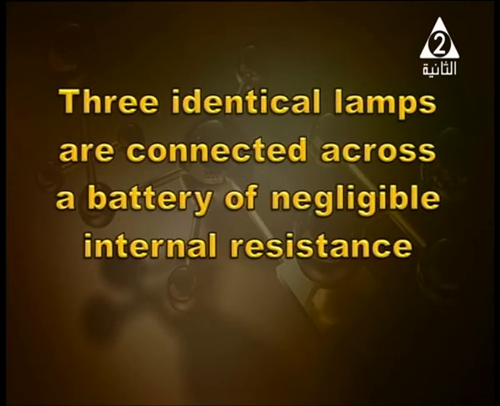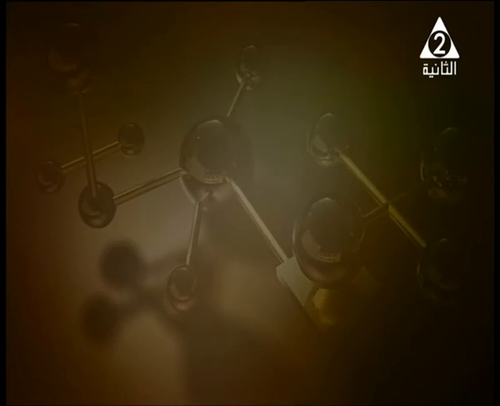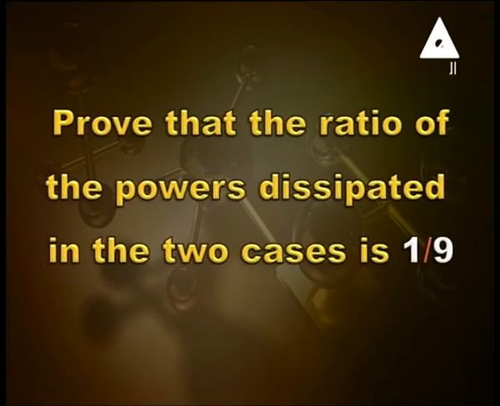We've got another question. 3 identical lamps are connected across a battery of negligible internal resistance, once in series and then in parallel, each at a time. Prove that the ratio of the powers dissipated in the two cases is 1/9.